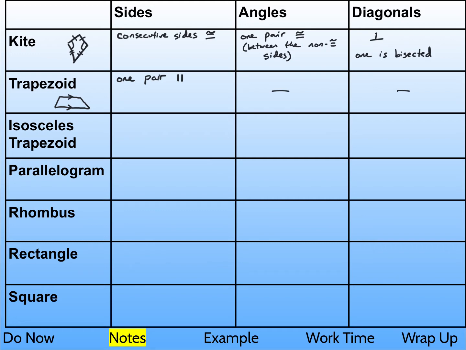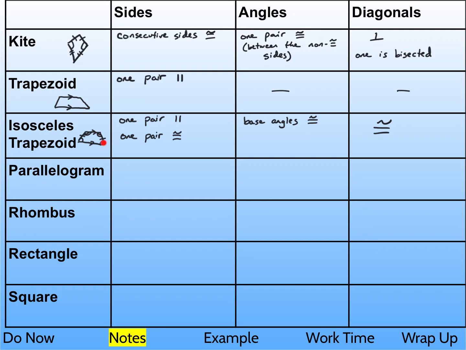An isosceles trapezoid adds a little bit more, though. In an isosceles trapezoid, you still have the parallel sides here, but you also have a pair of sides that are congruent to each other, right here. These are the legs of the isosceles trapezoid. And just like an isosceles triangle, the base angles are congruent. So here and here are congruent, which also makes these two angles congruent as well.